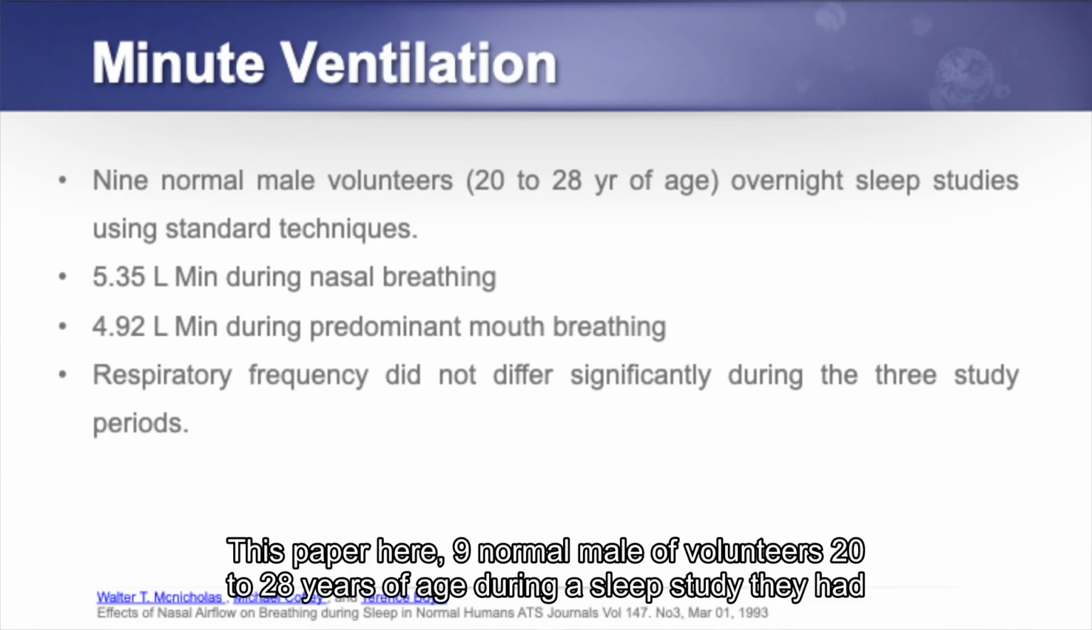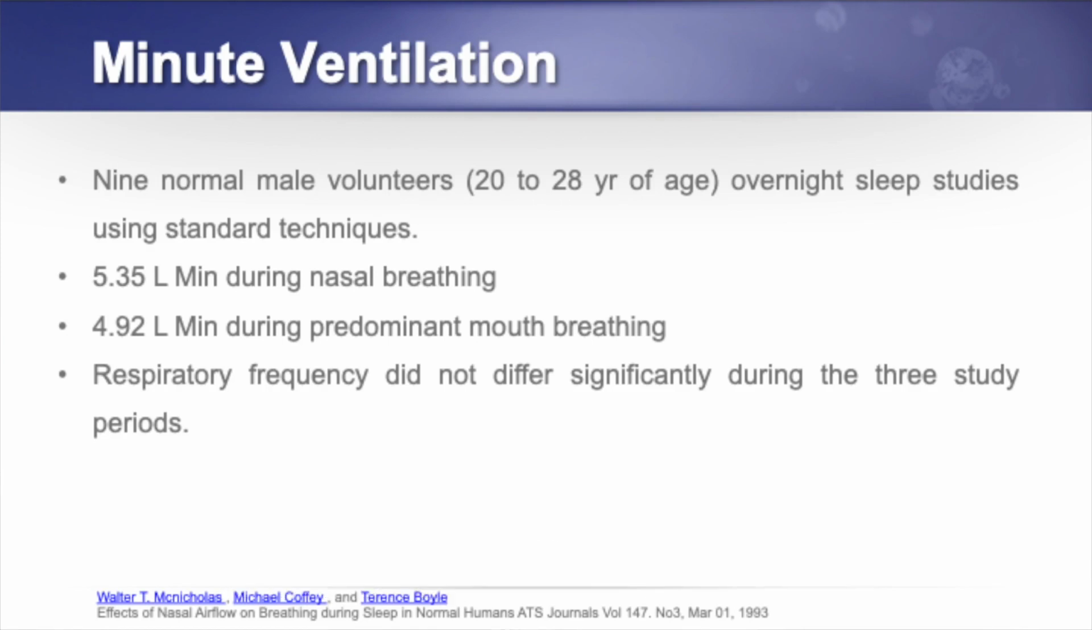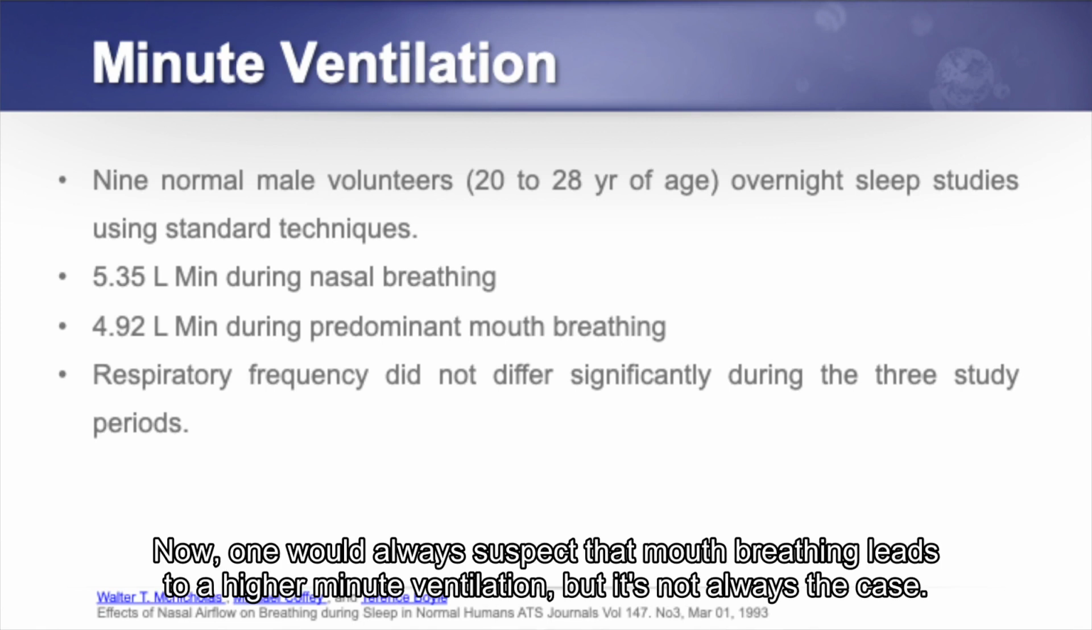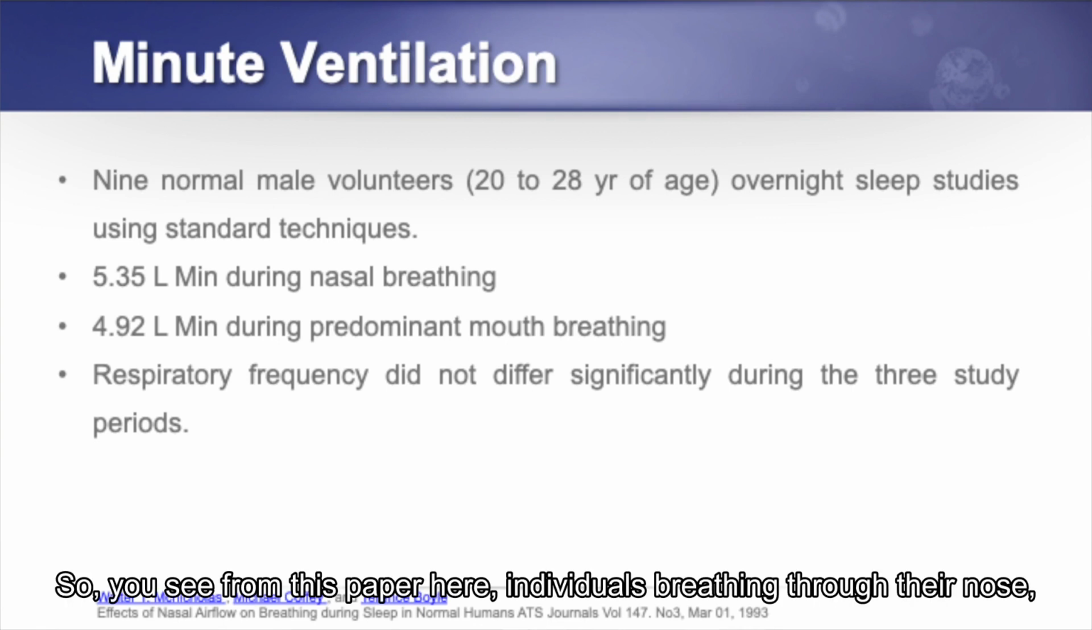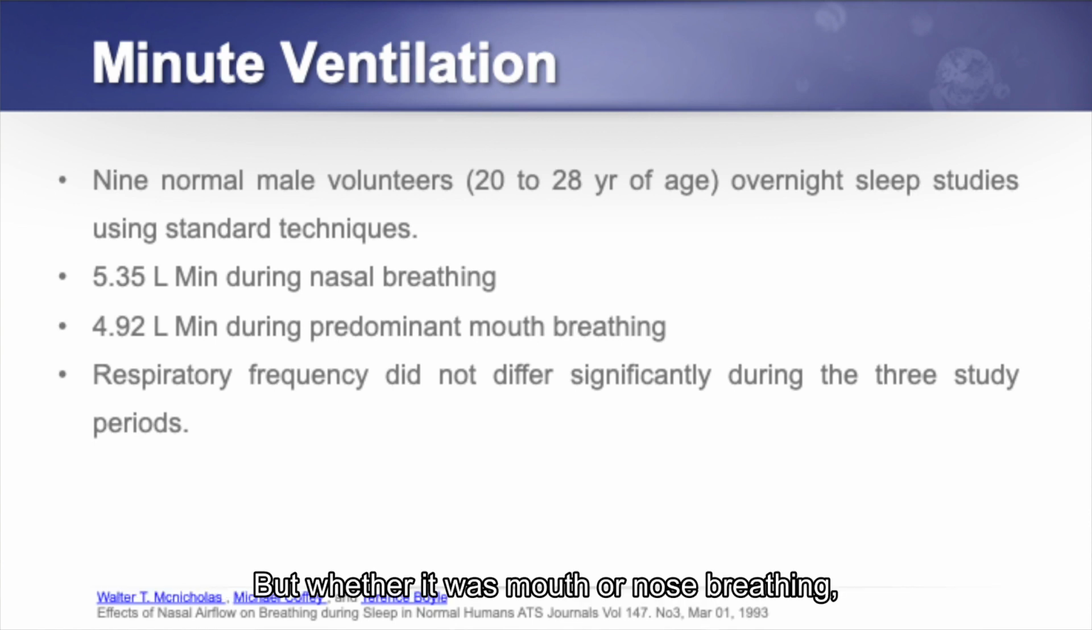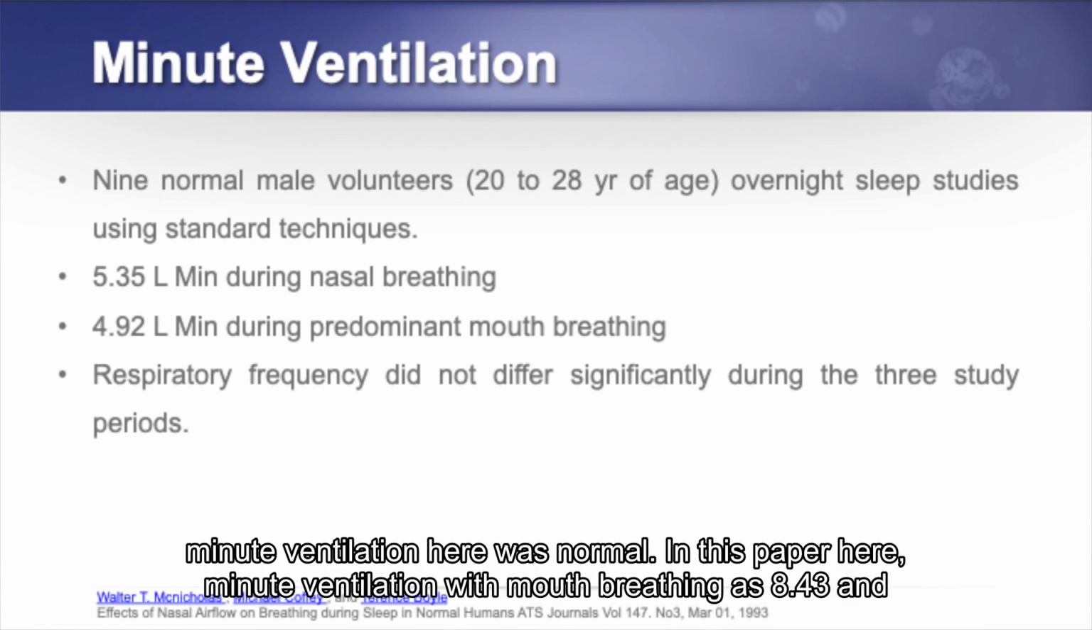This paper here, 9 normal male volunteers 20 to 28 years of age. During a sleep study, they had 5.35 litres during nasal breathing and they had 4.92 during predominantly mouth breathing. Now, one would always suspect that mouth breathing leads to a higher minute ventilation, but it's not always the case. So you see from this paper here, individuals breathing through their nose, their minute ventilation was slightly higher than breathing through the mouth. But whether it was mouth or nose breathing, minute ventilation here was normal.